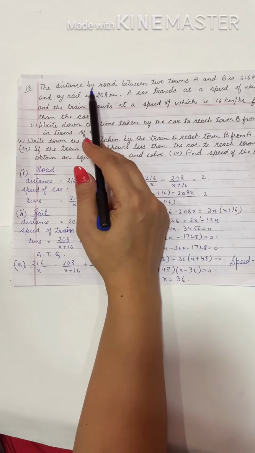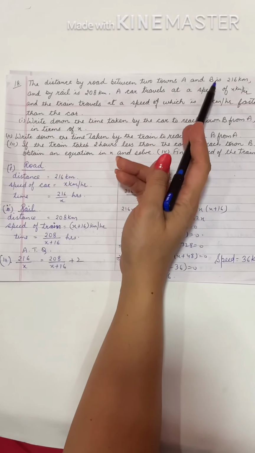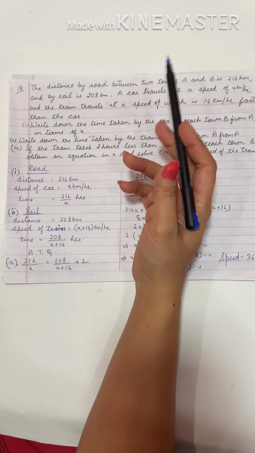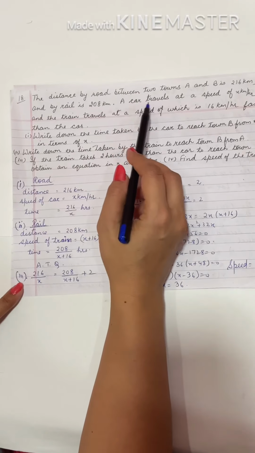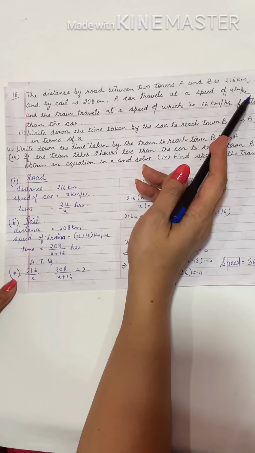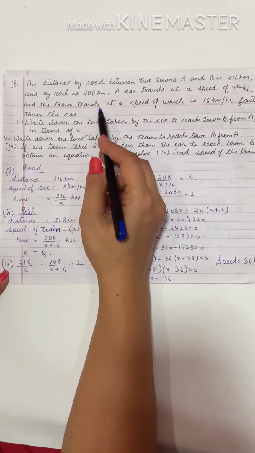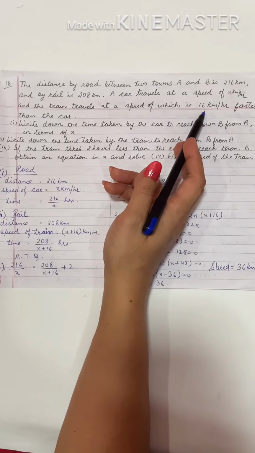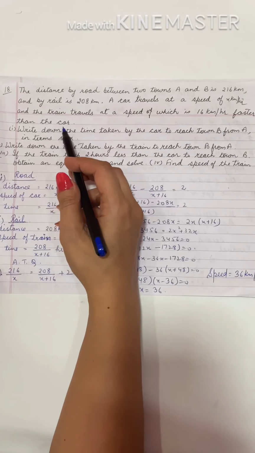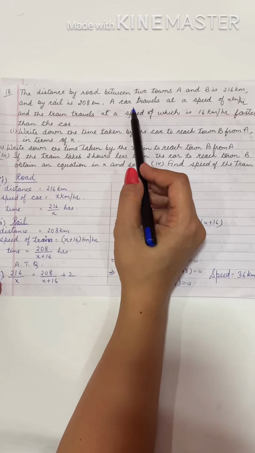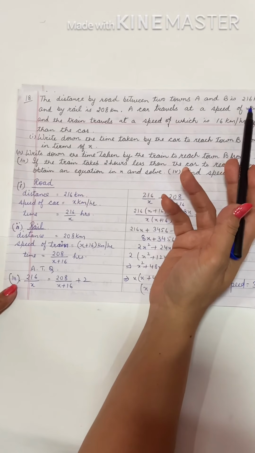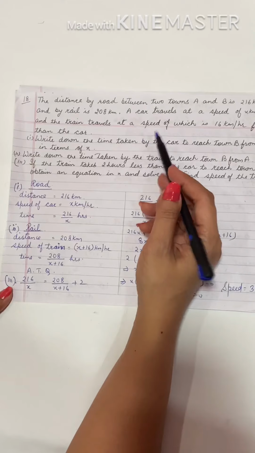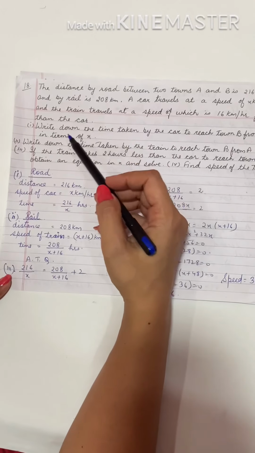The distance by road between two towns A and B is 216 kilometers and by rail it is 208 kilometers. A car travels at a speed of x kilometer per hour and the train travels at a speed which is 16 kilometer per hour faster than the car. That is, the speed of the car is x kilometer per hour and the speed of the train is 16 kilometers more than this. That means it will be x plus 16 kilometers per hour.